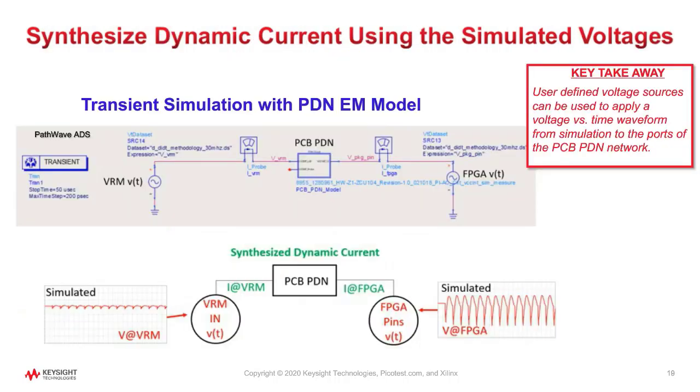Here is the setup. The simulated voltage at the VRM is used as a source on the VRM side of the PCB PDN, and the simulated voltage at the FPGA is used as a source on the FPGA side. This fixes the dynamic voltage across the PDN impedance, and when the simulation runs, the current probes record the synthesized dynamic current. The question is, will it return the same dynamic current that was seen in the full simulation with the known 30 megahertz switching load?